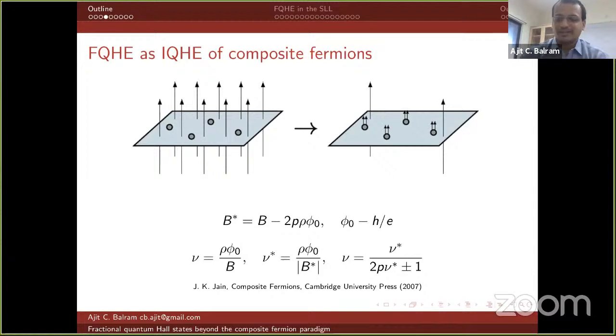Okay, so now you can also run the tape backwards. I start with a system of electrons at a very high magnetic field. Then from this external magnetic field, I grab 2 flux quanta and bind them to each of the electrons.